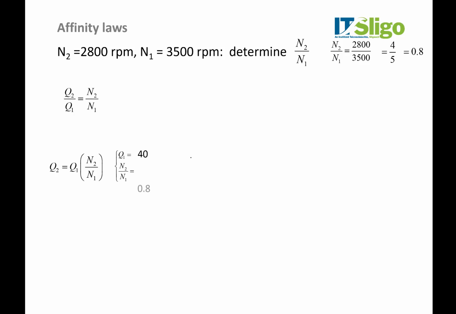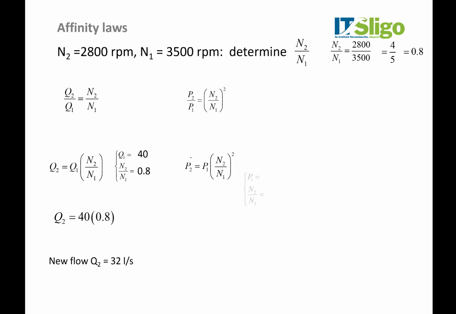The old flow was 40. This relationship is 0.8. When I put them in, the new flow is 32 liters per second. So we reduce the speed by 20%. As a result, we reduce the flow by 20%. Now when we look at the pressure, the old pressure was 6. This relationship is still 0.8. The only thing that's changing now really is the squared. When we work this out, the new pressure is 3.8 bar.